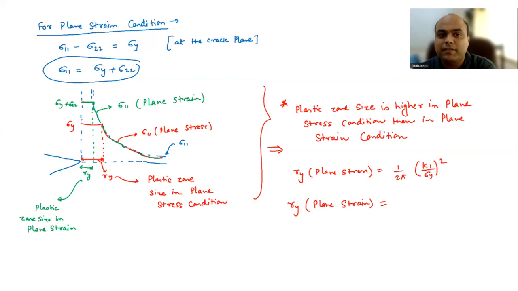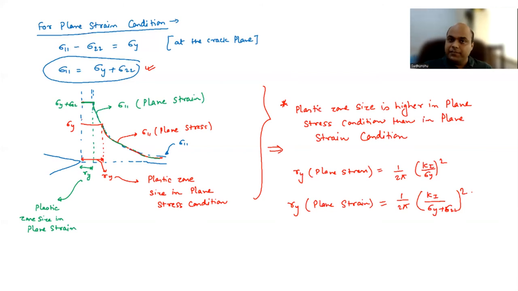Just replace sigma y by sigma y plus sigma 2. See on the top right, top left, okay. So 1 by 2 pi, 1 by sigma y plus sigma 2, whole square. Now see, if the material is known, you know what is sigma y. If the configuration is known, then you know what is K1.